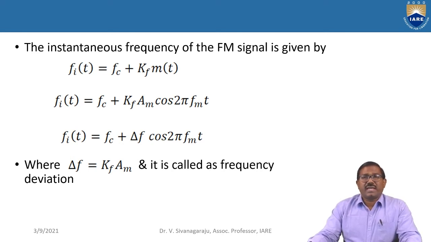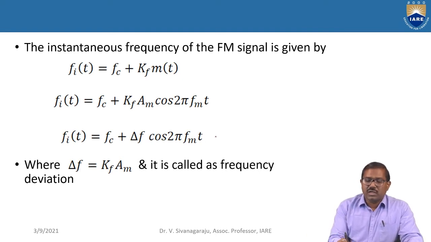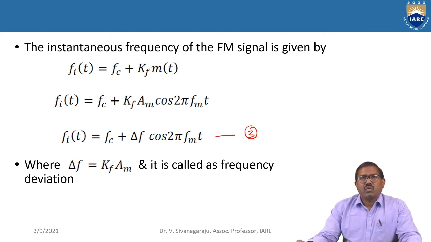In the next equation, we are going to substitute that m of t, that means the message signal. So finally, our instantaneous frequency is equal to fc plus delta f cos of 2 pi fm t. Actually, this is our third equation, where delta f, which is equal to kf Am, is called the frequency deviation.